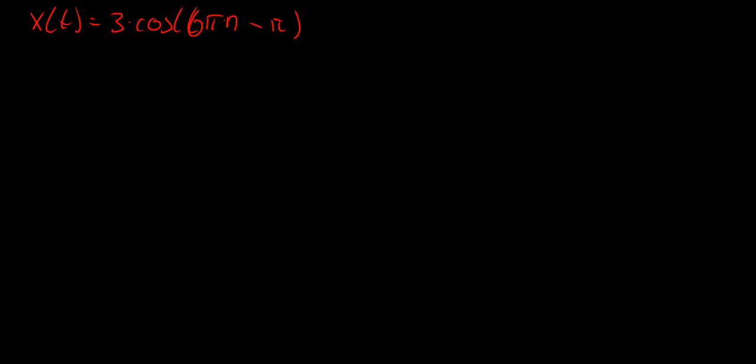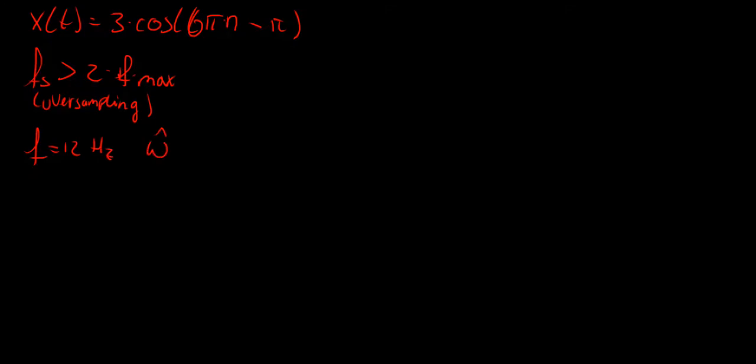Well, we have 3 scenarios. Scenario 1 is where our sampling frequency is indeed higher than the highest frequency in our function. This is also called oversampling. So let's say we have a sampling of 12 Hertz. Then our omega hat is 6 pi divided by 12, which is pi over 2.